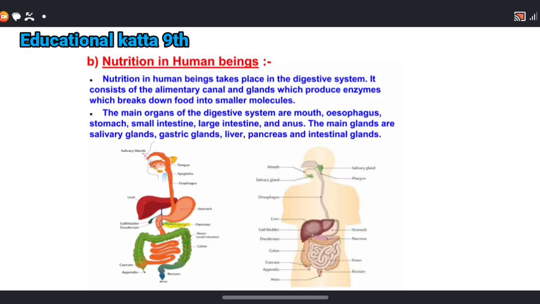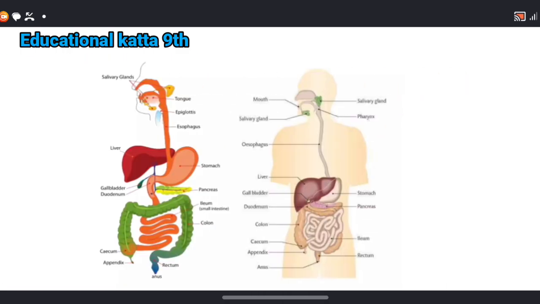Now there are major portions of the alimentary canal. First is mouth, then pharynx, esophagus, stomach, large intestine, rectum, anus. Main organs of the digestive system are mouth, esophagus, the same I told, and organs are also given. Okay, this is a diagram.